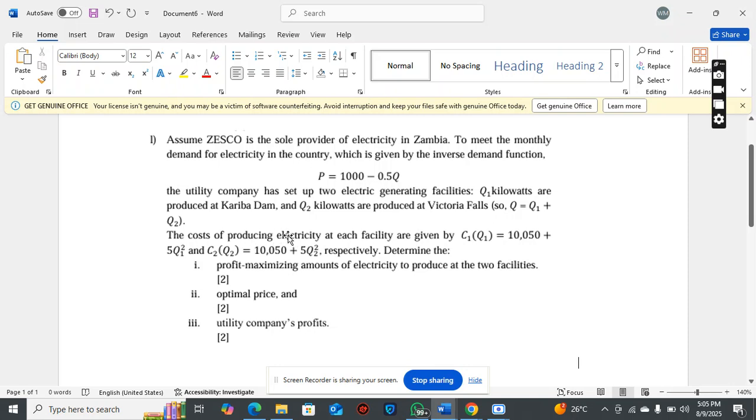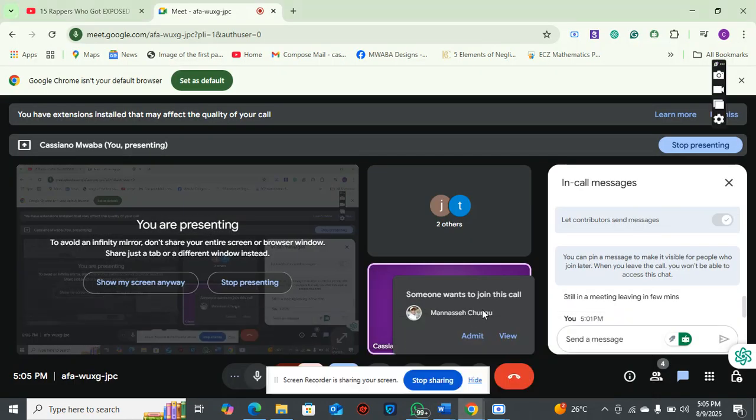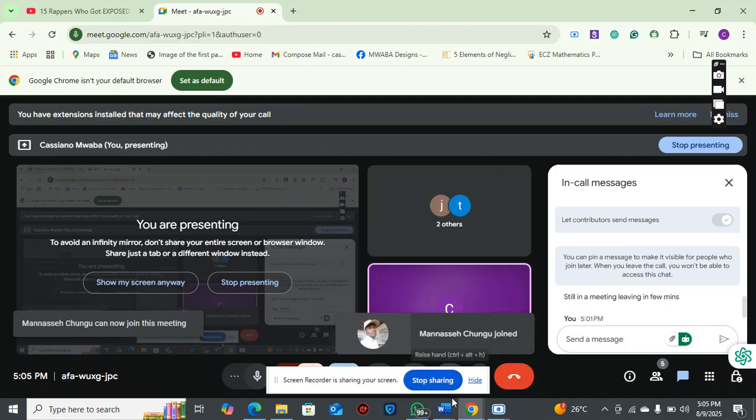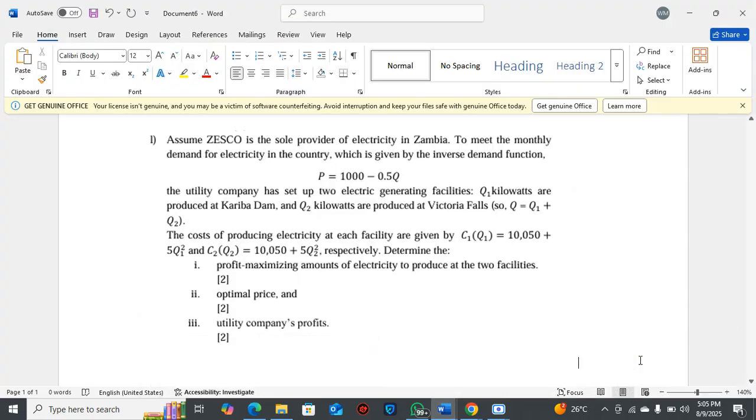The costs of producing electricity at each facility are given by the cost functions: C(Q1) equals 10,050 plus 5Q1 squared, and the second cost function C(Q2) equals 10,050 plus 5Q2 squared, respectively. So we start with the question: determine the profit maximizing amounts of electricity to produce at each facility.